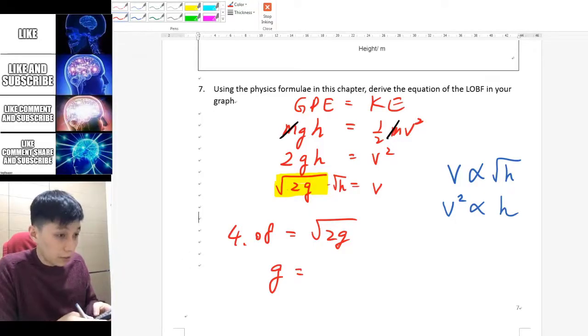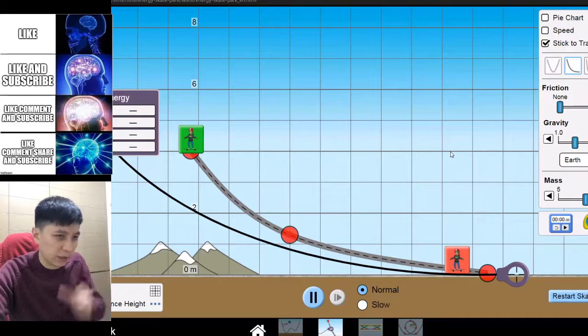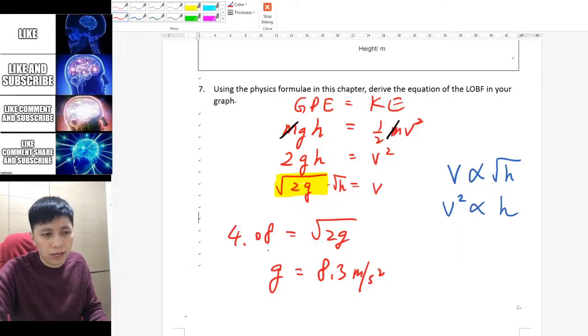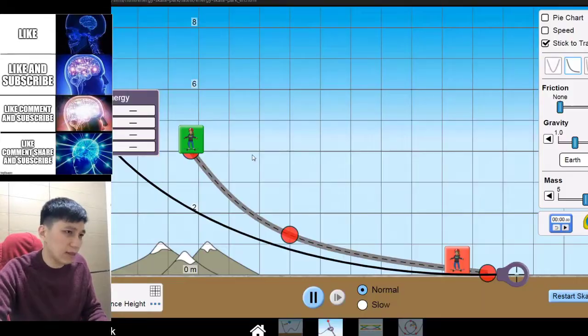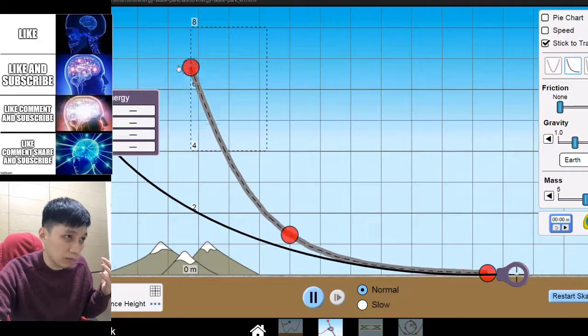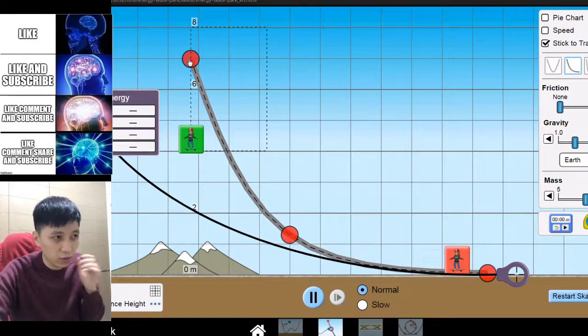So 4.08 squared divided by 2, we would get 8.3. And you may say, hey, Mr. Wong, this is actually quite far away from the actual expected gravity, 9.8. I put some thought into it, and other than the fact that when I set up say 4 meter or 6 or 7 meter, I could not make it exact at that position.